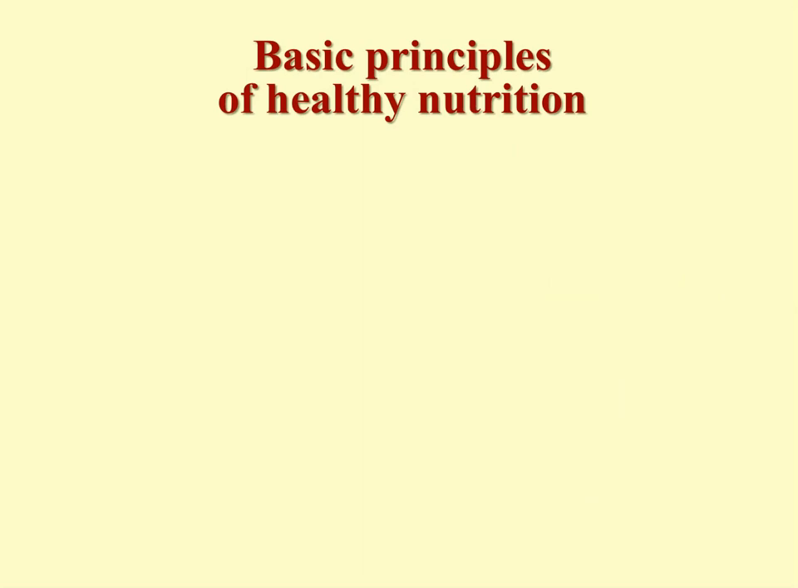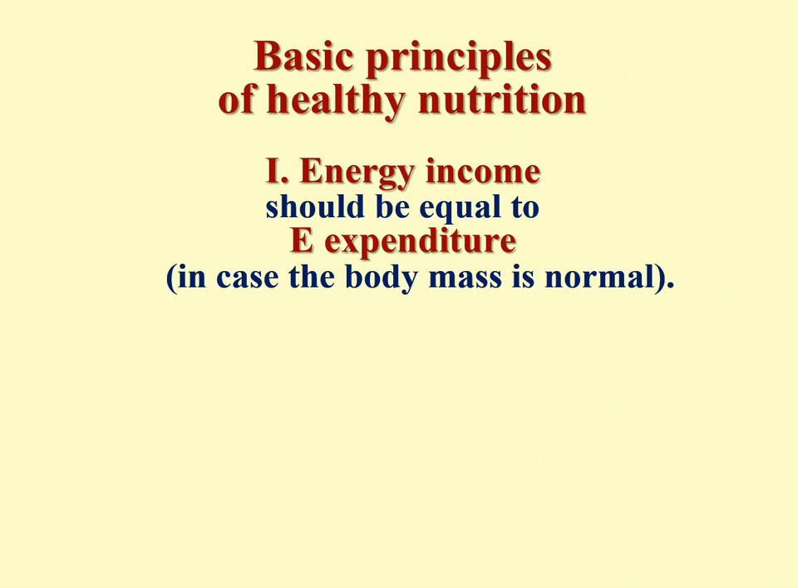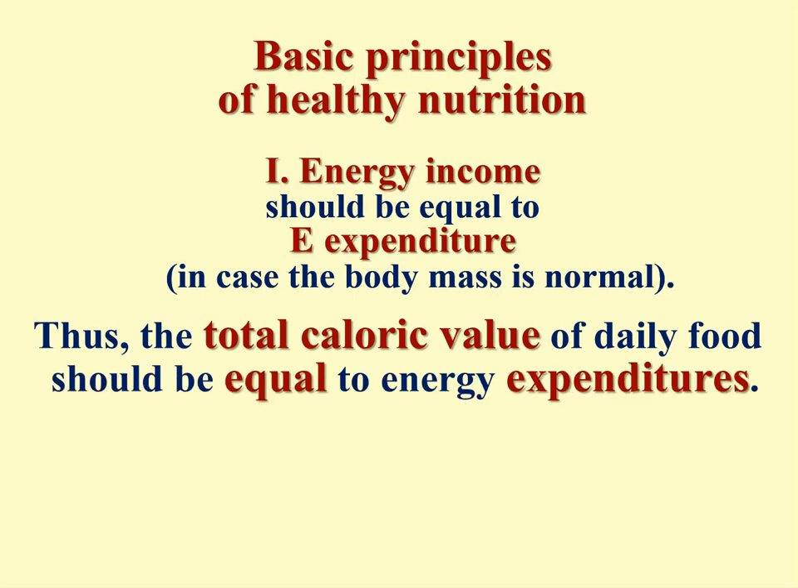Let's consider the basic principles of healthy nutrition. This is the last section of the lecture, and basic principle number 1 is: energy income should be equal to energy expenditure. The balance of income and output of energy. Of course, this should be maintained in case of normal body mass. So the total caloric value of daily food should be equal to the daily energy expenditure.